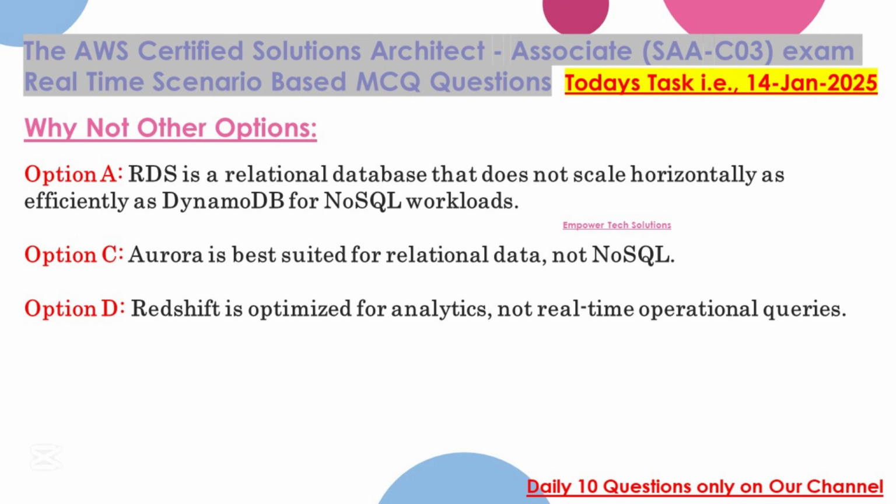Why not other options? Option A, RDS is a relational database that does not scale horizontally as efficiently as DynamoDB for NoSQL workloads. Option C, Aurora is best suited for relational data, not NoSQL. Option D, Redshift is optimized for analytics, not real-time operational queries.